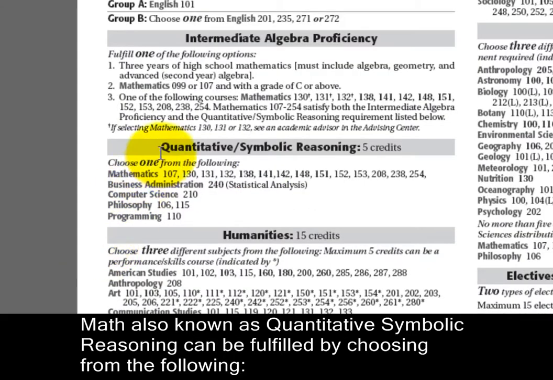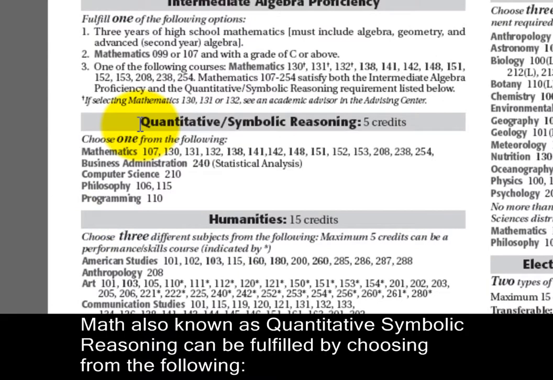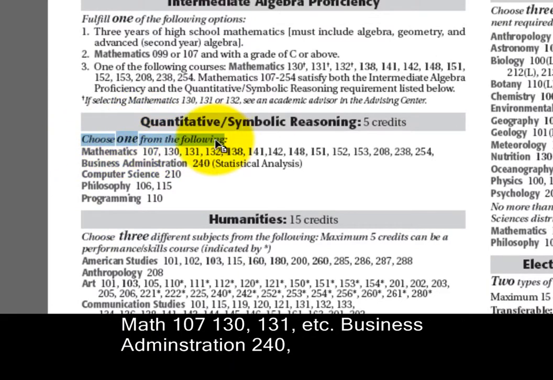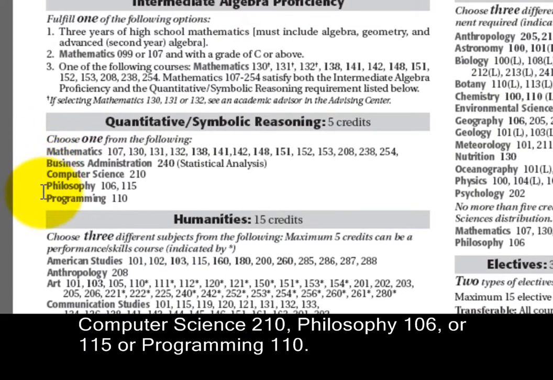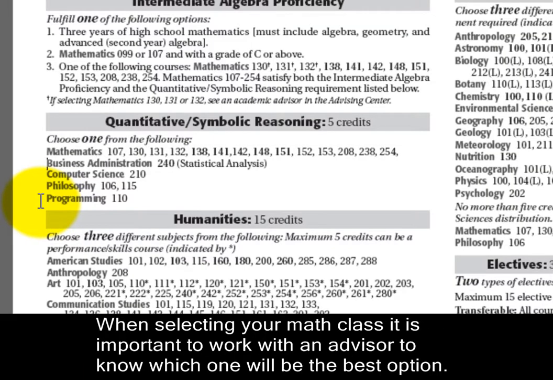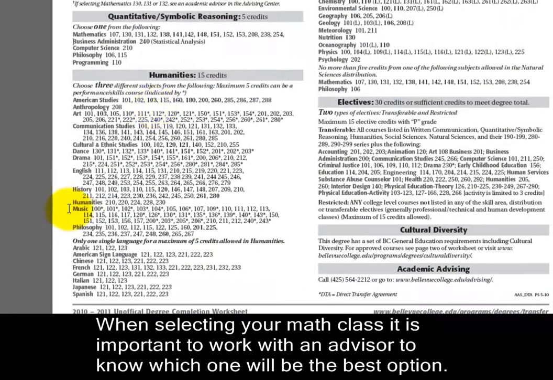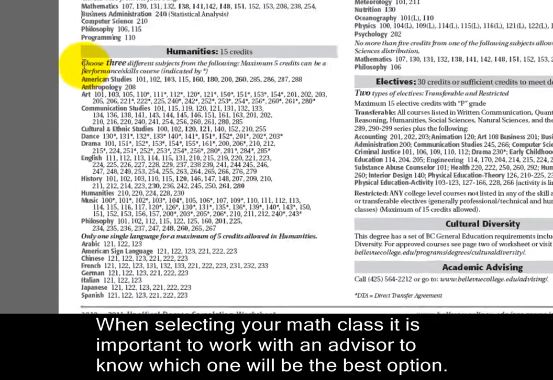Math, which is also known as quantitative symbolic reasoning, can be fulfilled by choosing from one of the following: Math 107, 130, 131, etc., Business Administration 240, Computer Science 210, Philosophy 106 or 115, or Programming 110. When selecting your math class, it is very important to work with an advisor to know which one will be the best option for you.